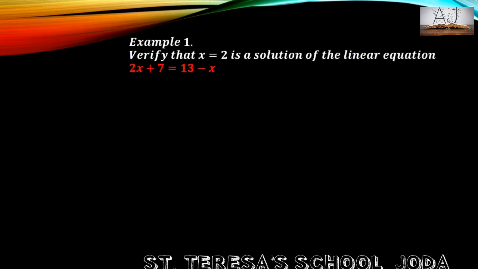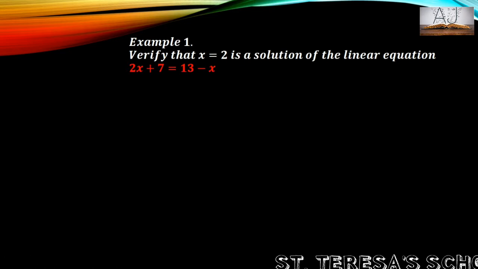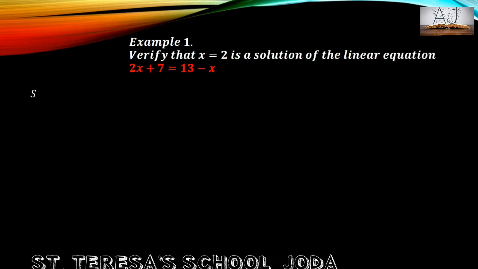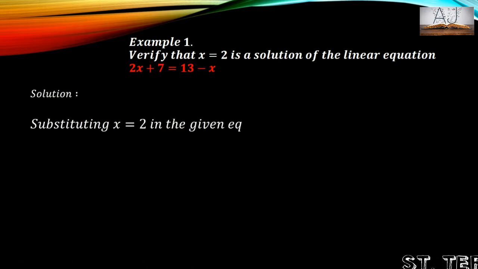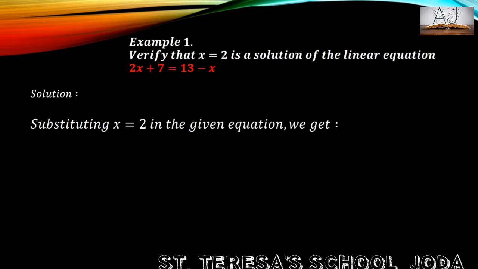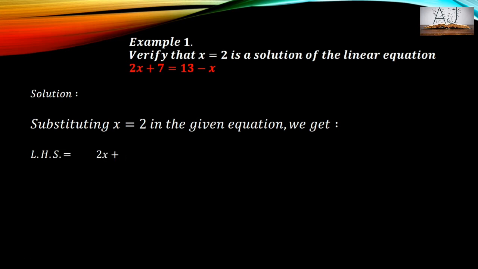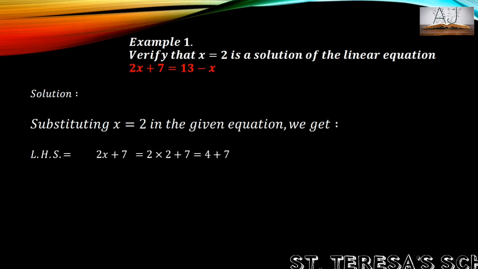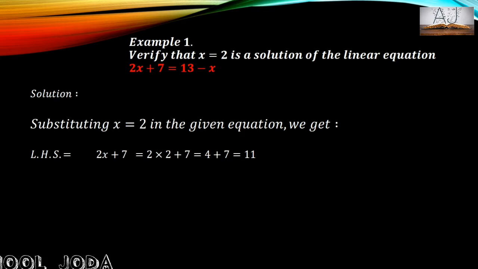So how does the question look? The question is, verify that x equal to 2 is a solution of the linear equation 2x plus 7 equals 13 minus x. Let us see the solution. You have to substitute the value x equal to 2 in the given equation. When you substitute, what do we get? In the left hand side we have 2x plus 7. So in place of x put 2. 2 into 2 plus 7, that is 4 plus 7, 11.